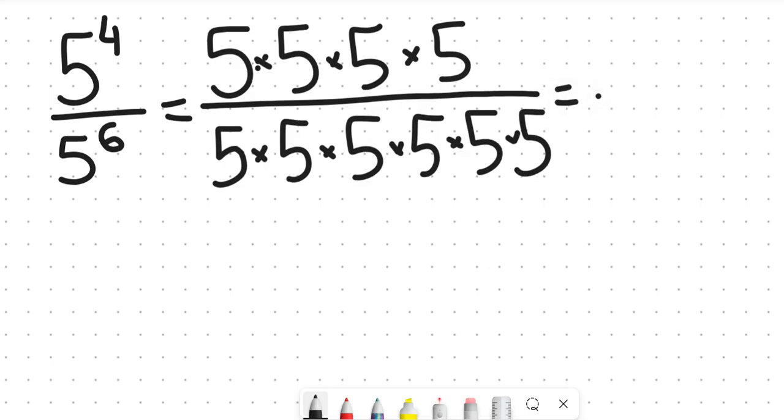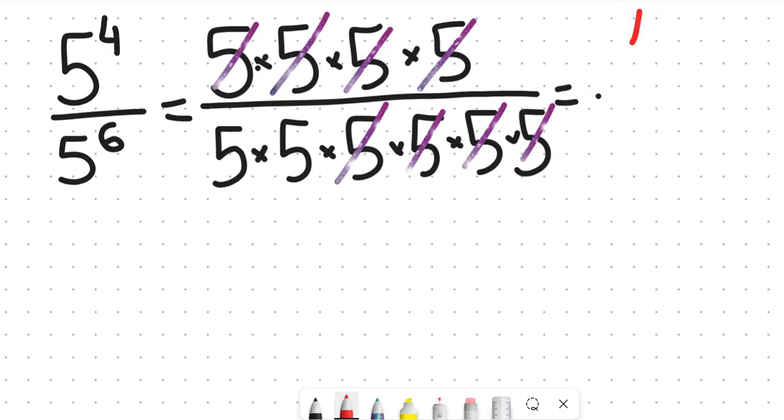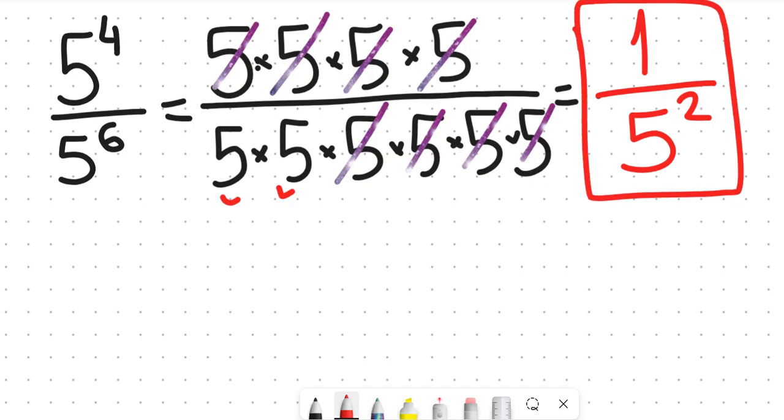All right. Now, what we know is that when we have division, when we have fractions, we can basically just simplify them. So 5 up, 5 down can be cancelled. 5 up, 5 down can be cancelled. 5 up, 5 down, 5 up, 5 down. What we have here is basically in our numerator we have nothing, so we write only 1. In our denominator we have 5 and 5, which is 5 to the power of 2. So 5 to the power of 4 divided by 5 to the power of 6 is equal to 1 over 5 to the power of 2.